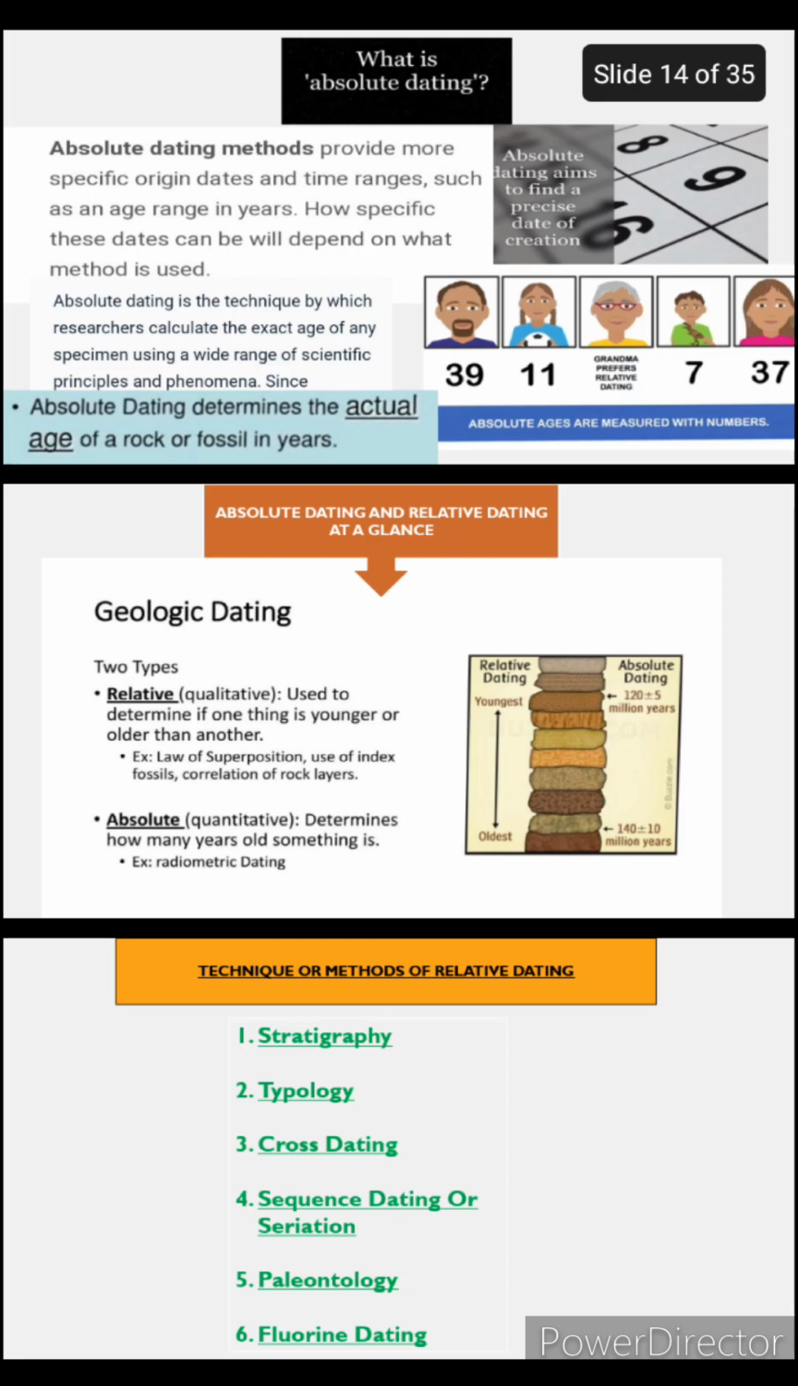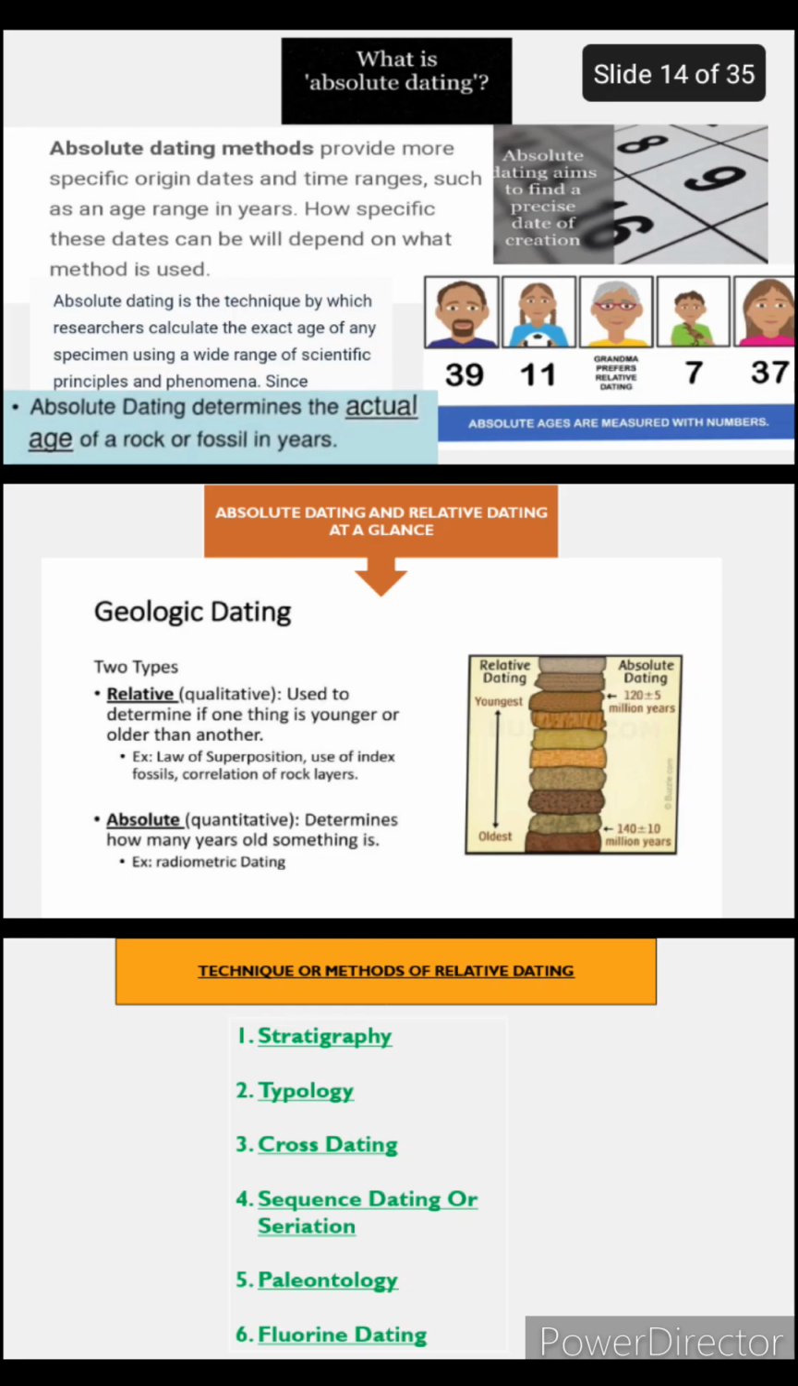In these slides we represent absolute dating and relative dating at a glance. Geological dating has two types. One is relative dating, which is also called qualitative dating, and the other is absolute dating, which is quantitative dating. In this diagram we simply represent the oldest rock and youngest rock in a scenario.